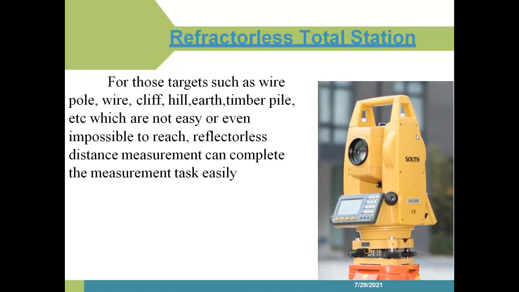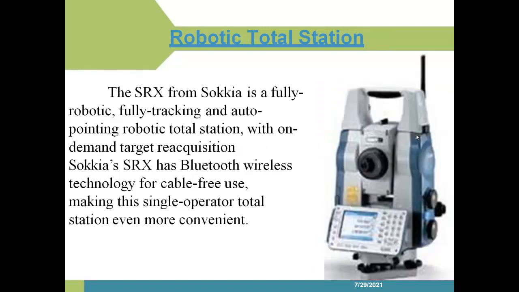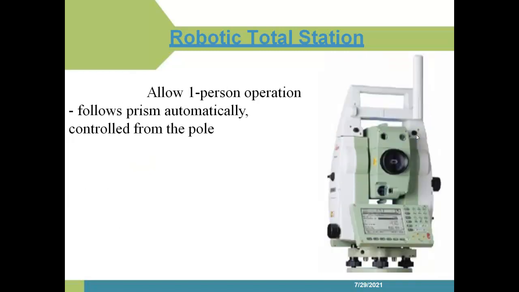a pole, wire, top of the building, timber pile. For that they will get the reading within a proper time. But in the reflectorless distance mode the prism is not necessary. And the next one is the robotic total station. This is a simple robotic total station. In that, Bluetooth wireless technology is also adapted.